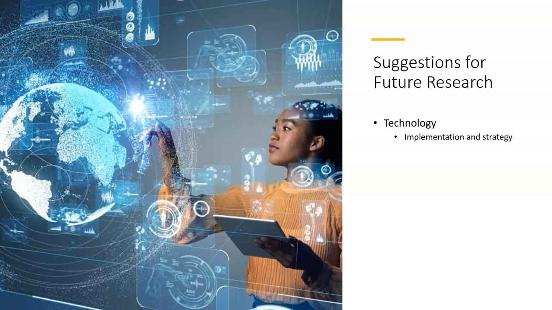Suggestions for future research. The first one I want to talk about is technology, implementation and strategy. Right now, technology is a big topic when it comes to this. It's very broad, but one of the biggest issues I face is with AI and ChatGPT, PhotoMath, all that kind of stuff, because students know that they can use it to get their answers, show the work and everything, so they don't really want to learn what it is. They just want to use this to figure out the answers so they can get credit.